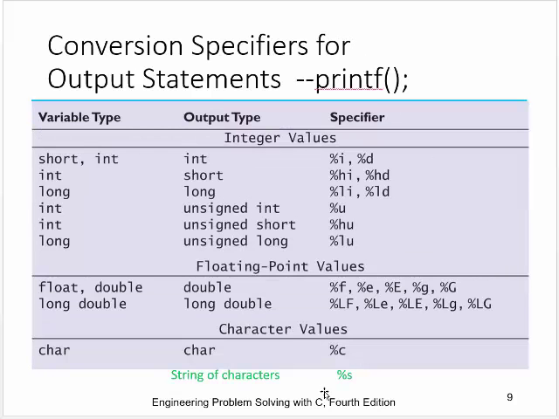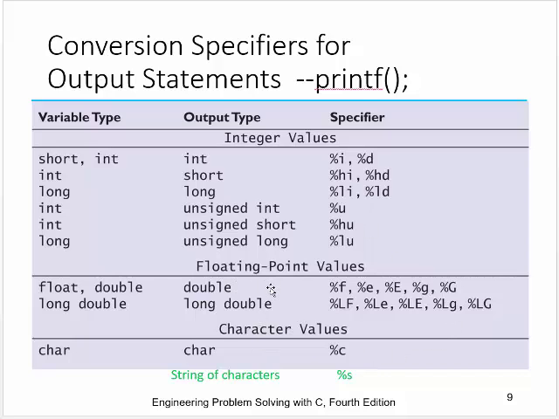So when we use our printf statement, we need to have a format specifier. For example, if our data type is an int, our format specifier would be either %i or %d. And then there are some subtleties in here. The program that we're about to look at uses an unsigned int, for which the format specifier is %u.